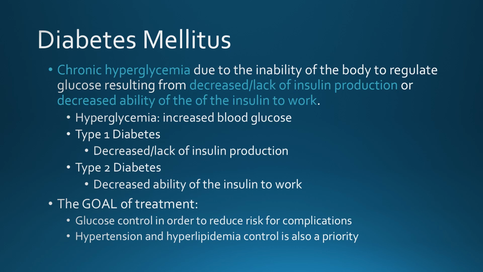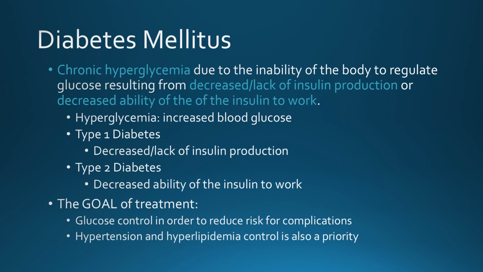All right, so diabetes mellitus. It is defined as chronic hyperglycemia. This doesn't mean that an individual just has one elevated glucose reading, but chronic hyperglycemia, or high levels of glucose, due to the inability of the body to regulate glucose. We mentioned previously that the pancreas has a couple different roles in helping to maintain normal levels of glucose in the body. So this chronic hyperglycemia comes from that inability of the body to regulate those glucose levels.